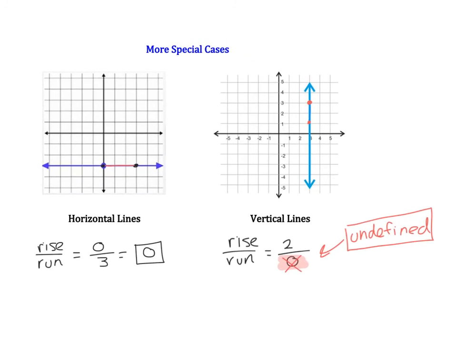So once again, horizontal lines have a slope that is 0. Vertical lines have a slope that is undefined.